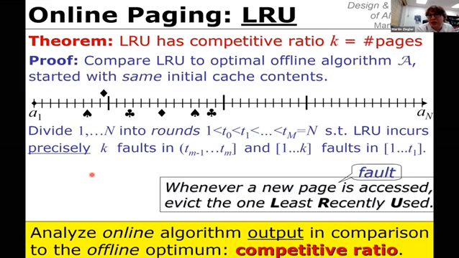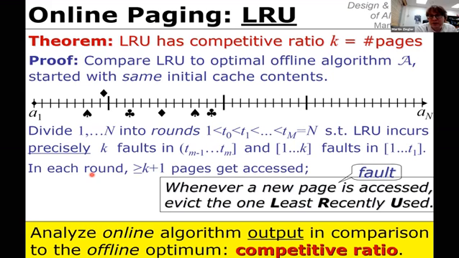So the best thing we can prove is that for each phase where the LRU incurs k page faults, any algorithm, and in particular the optimal omniscient offline algorithm, will incur at least one page fault, thus giving rise to this factor of k competitive ratio. And we've proven that by considering three possible cases in each of these phases, in each of these rounds.